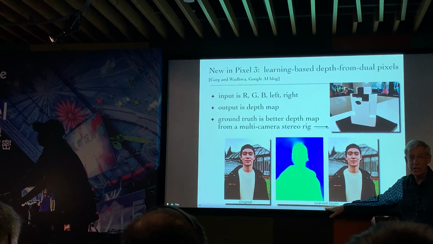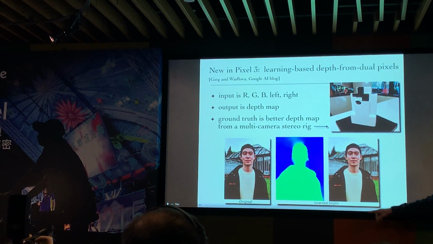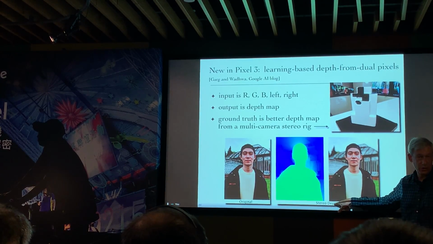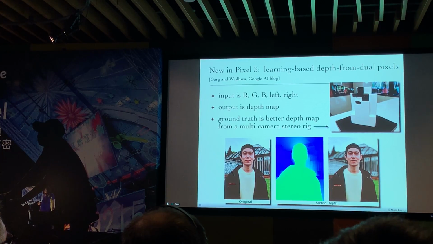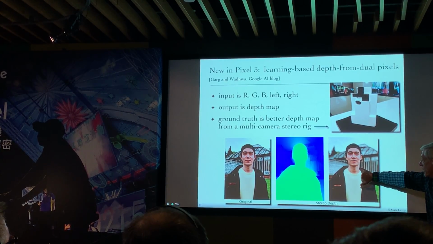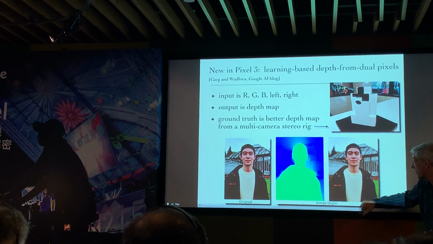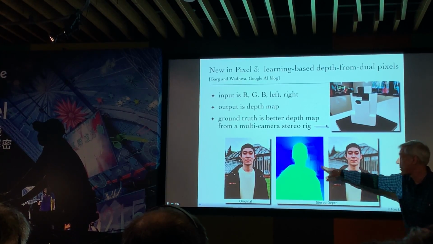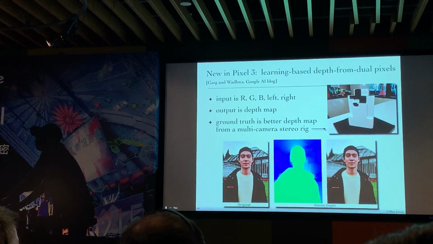When it says stereo depth, that means Pixel 2, and when it says learning, that's Pixel 3. We now have it operating on Pixel 2 as well. And you can see the difference here. Those vertical elements are incorrectly sharp in the stereo depth, but they become correct and put at the right depth for the learning-based solution.